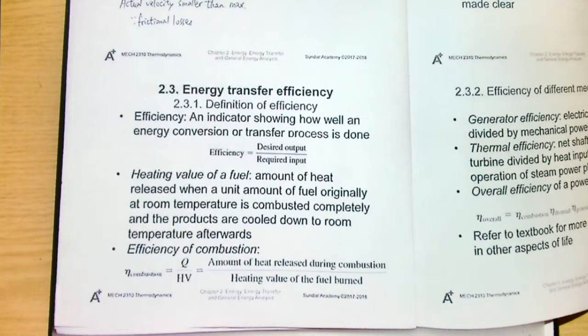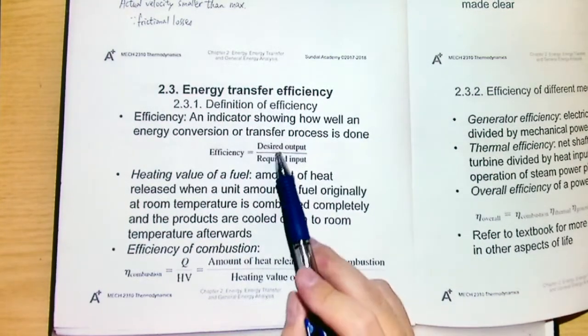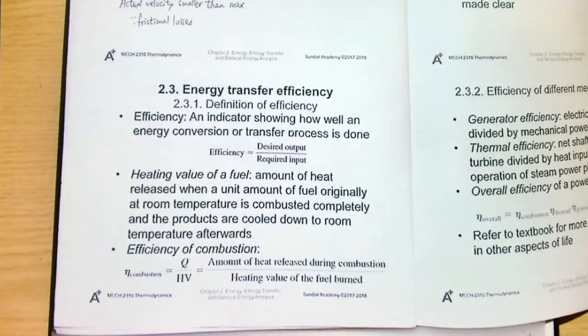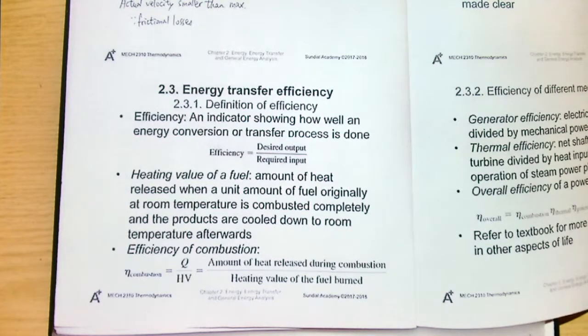Similar definition applies in thermodynamics, where we use efficiency to indicate the performance of a device. It's defined as the desired output divided by the required input. That's this one. The desired output is different for different devices, so it is important to clarify how efficiency is defined for each process. Here we will give some examples.